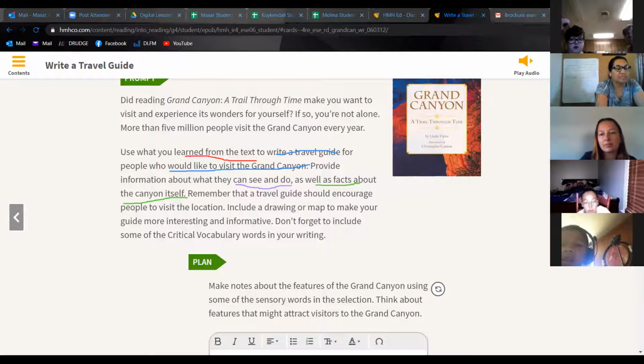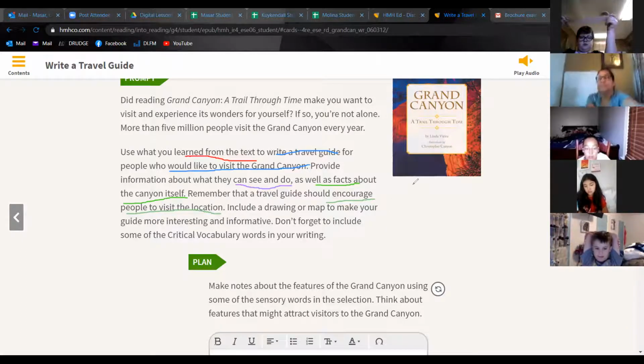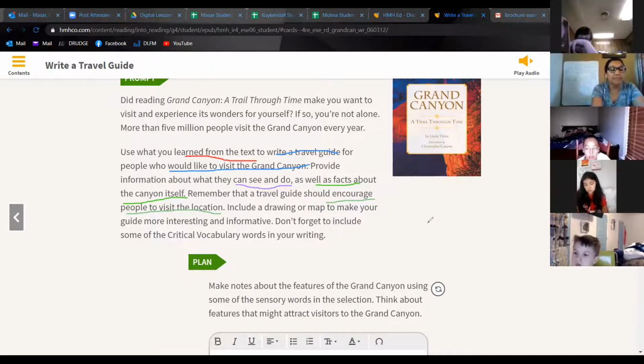Zaylee? Jaden, put your mic down. We didn't hear you. Jaden, go ahead. To encourage people to visit the location. What does that mean, babe? If I'm encouraging you to visit the location, what am I doing? What do I want you to do? To do what? I want you to go. I want you to go there.